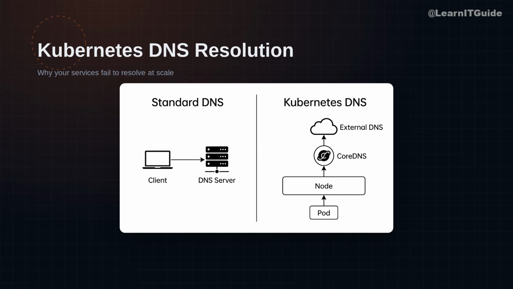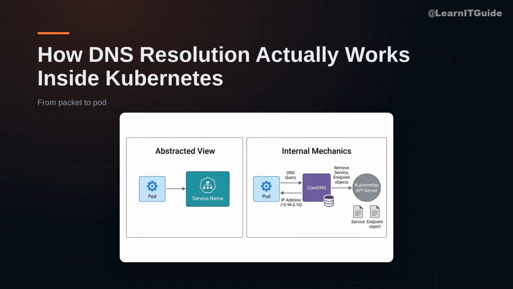If you have ever seen a service resolution fail intermittently, you know the stakes. Getting this wrong leads to cascading service timeouts and impossible to track production outages. Let us dive into the internal mechanics of cluster networking. We are going to strip away the abstractions to see exactly what happens when you type a service name.